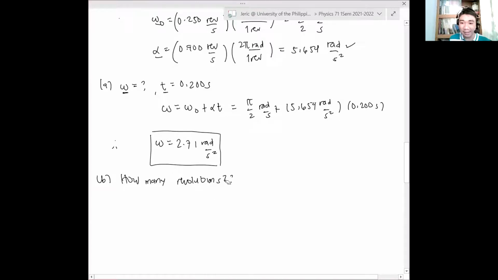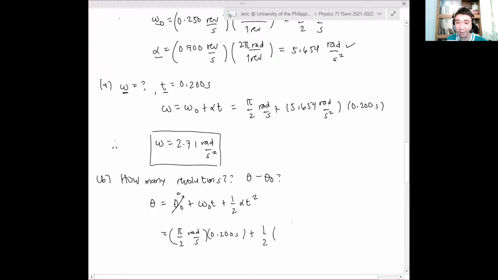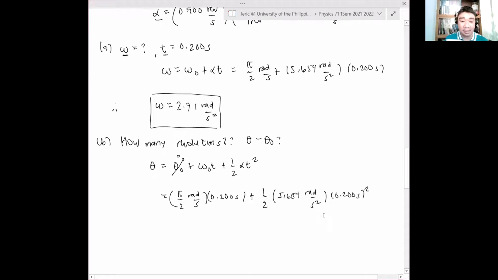Okay. So, what is being asked is the displacement, theta minus theta naught. What do you need to use? Actually, you can use many equations: either velocity as a function of position, or position as a function of time, since the final velocity is given. I will use position as a function of time: theta equals theta naught plus omega naught t plus 1/2 alpha t squared. Your theta naught is just 0, and omega naught is given. This is equal to pi over 2 radians per second times 0.2 seconds plus 1/2 times alpha, 5.654 radians per second squared, times 0.200 seconds quantity squared. Note there is a square there.